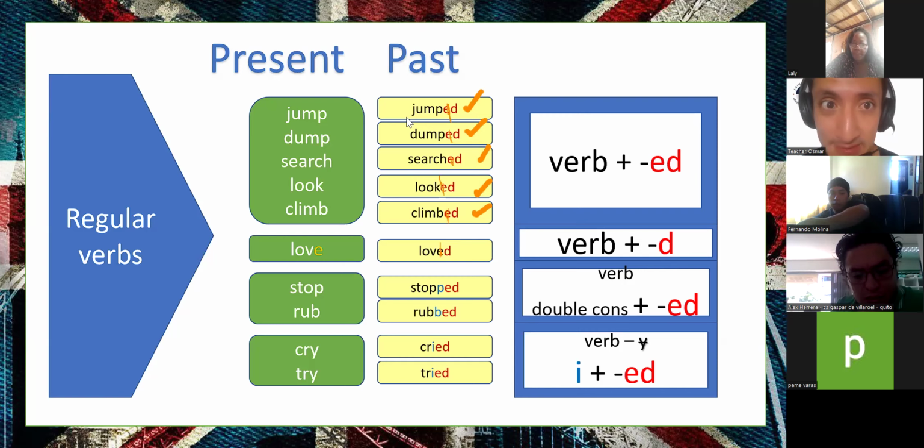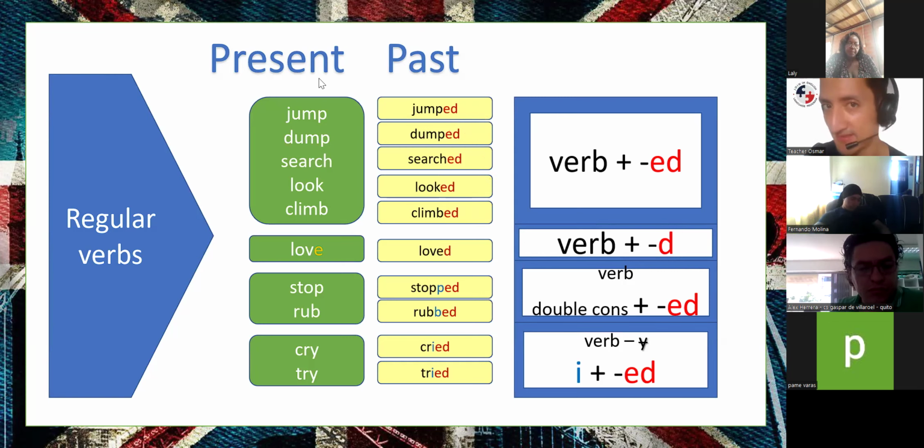I repeat, vamos a ver si está claro, if this is clear. Jumped, dumped, searched, looked, climbed. Yes? Excellent, my dear students. Así que los regular verbs, super claros, ¿no? Very clear, the ones that finish in ed.